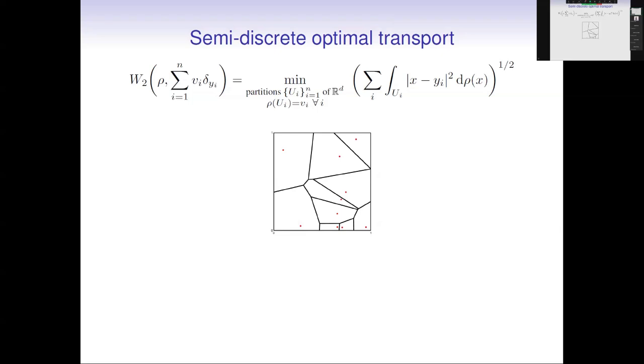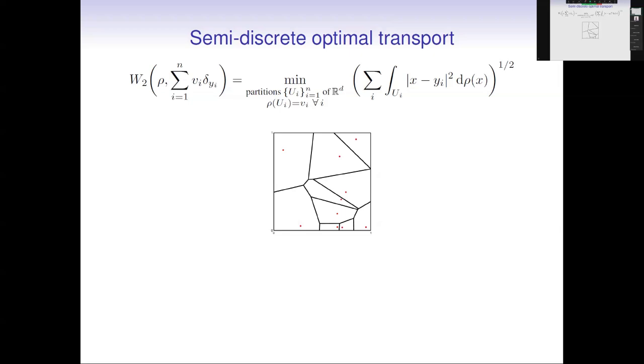This is the 2-Wasserstein distance, but I'm writing it down just for the special case of an absolutely continuous source measure and a discrete target measure. So it may look a little bit different from the definition you've seen before if you've seen transport before. But you can write it as an optimal partitioning problem. So in this picture, the red dots are the locations of the Dirac masses.